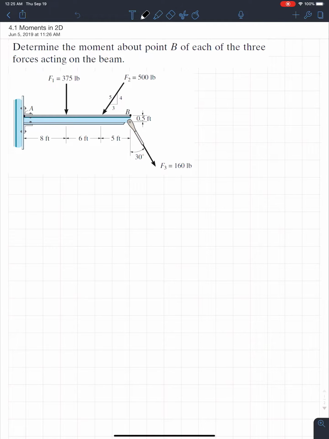And moments I've kind of hinted about before. It's usually what happens when forces on a body don't all act at the same point. What we've done in the past for particle equilibrium is we'd have all those forces act at the exact same point. And because of that, there is no rotation of that point.